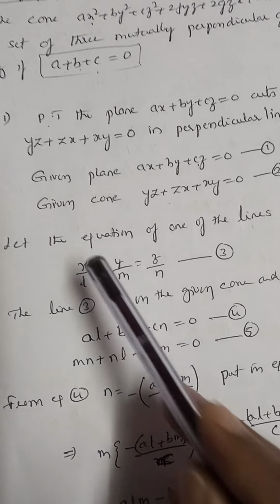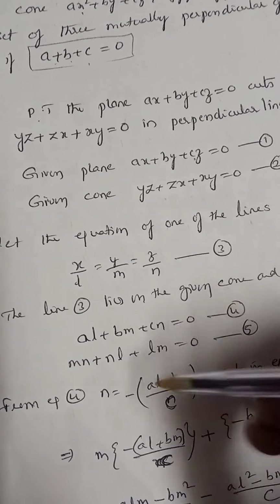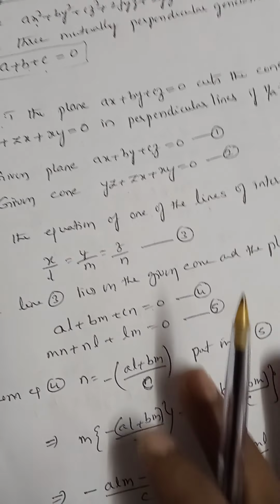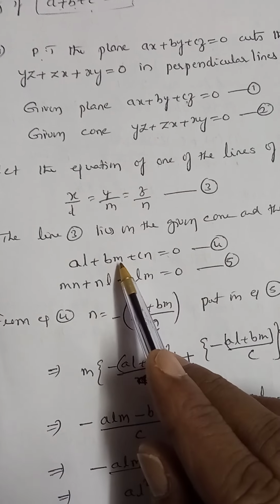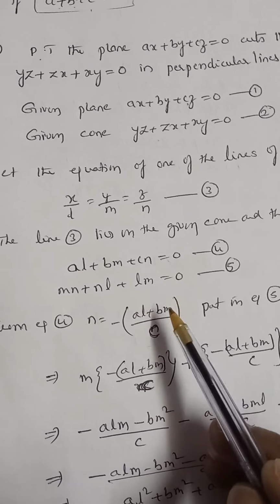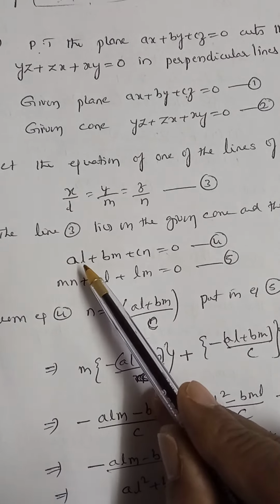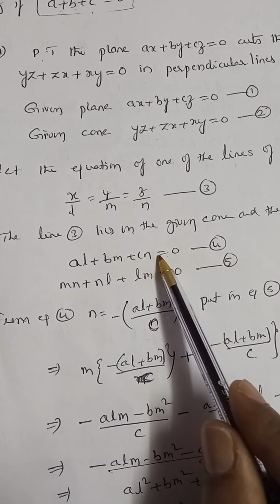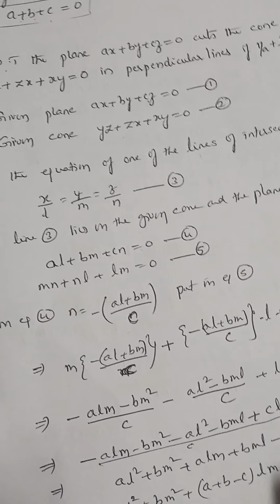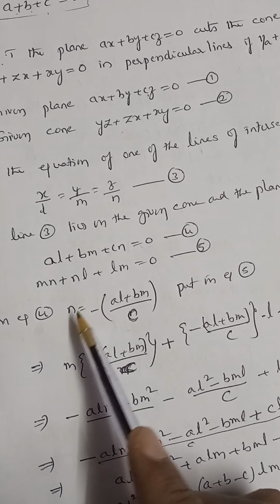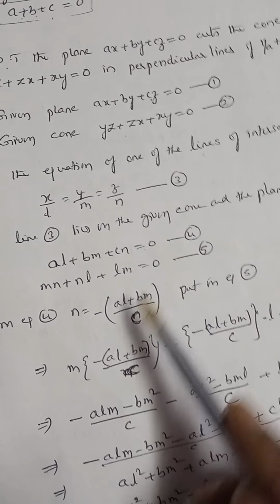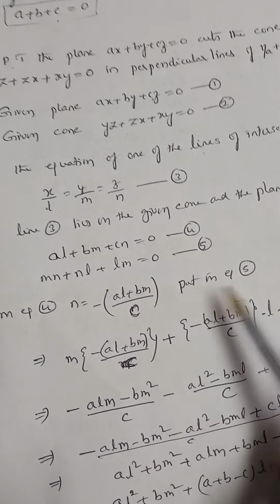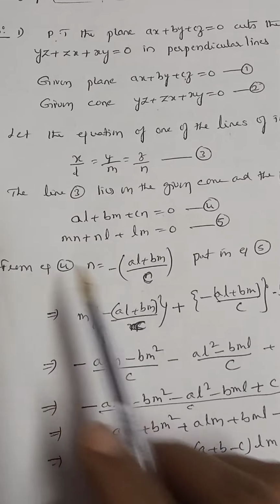Therefore, we are substituting x is equal to l, y is equal to m, z is equal to n in the given equations. We got two conditions. We can eliminate n, or m, or l from these two equations. That means we can find the l value, or m value, or n value from equation number 4 and substitute in equation number 2. Here I am finding the n value. That means I am eliminating n from these two equations. n is equal to minus of (al plus bm) by c. Put this value in equation number 5.